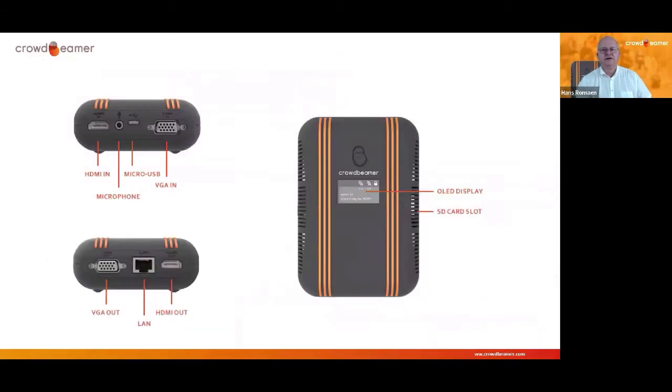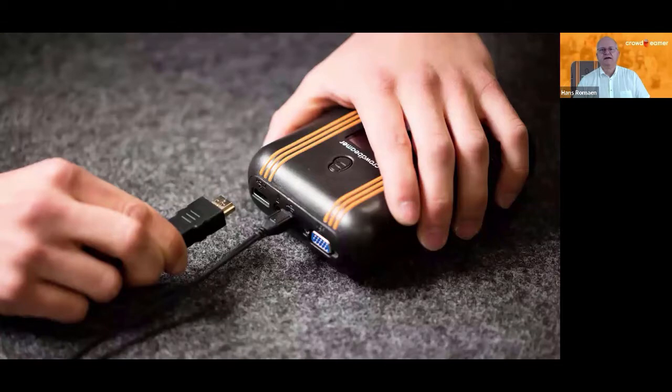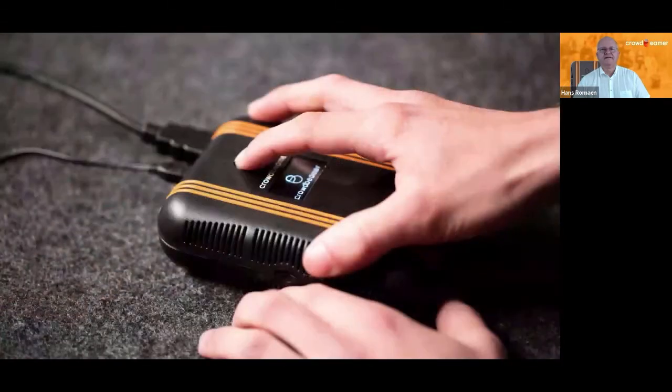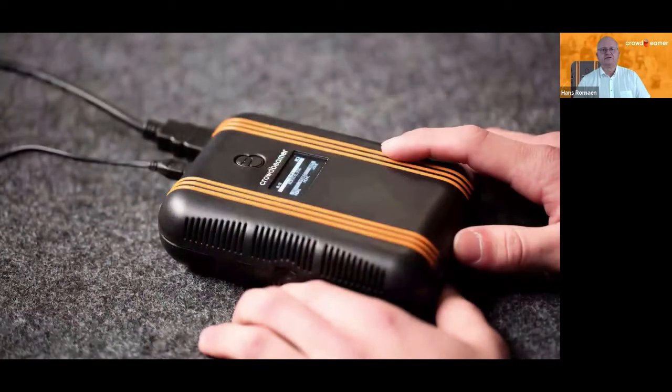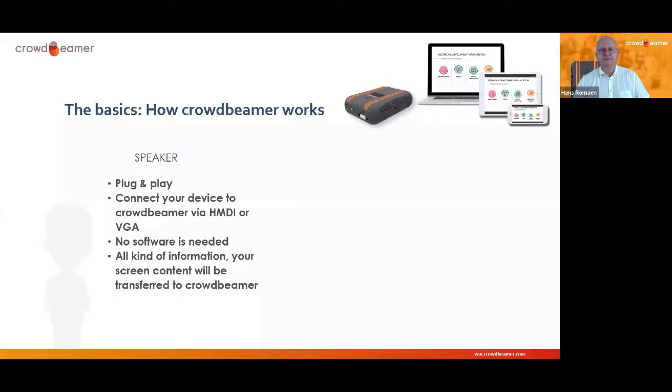Here you see the Crowdbeamer device. The input side: VGA, HDMI, micro USB, connecting through the adapter to the grid. The output side, also HDMI and VGA, UTP that connects the Crowdbeamer to the Crowdbeamer network. And at the front side, we have an OLED display monitoring in and output and informing about the number of subscribers. At the side, an SD slot already foreseen for PC-less presenting. It's really plug and play.